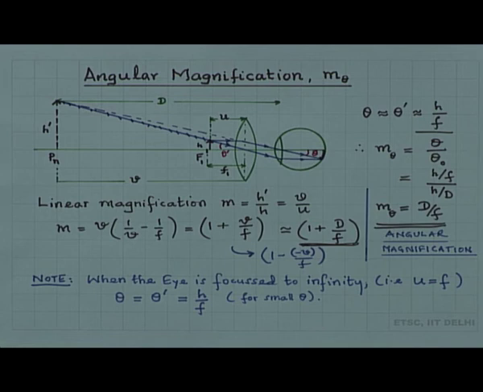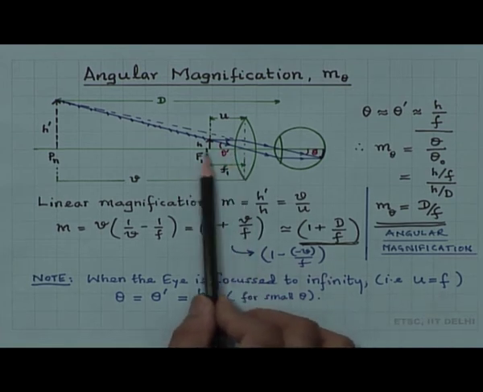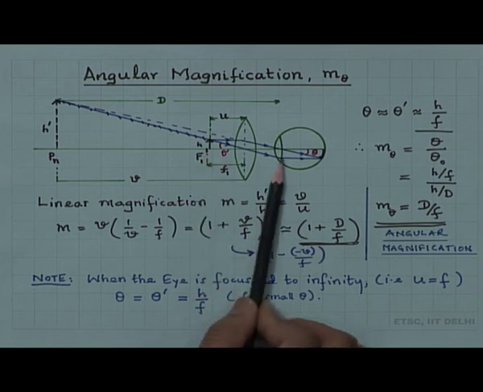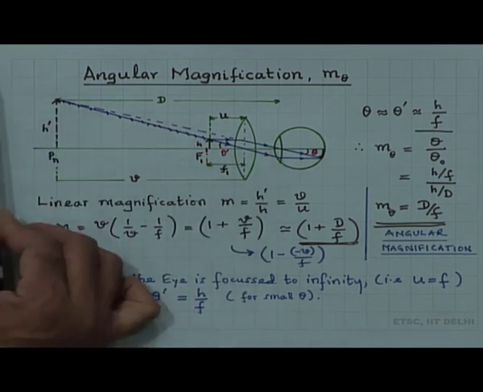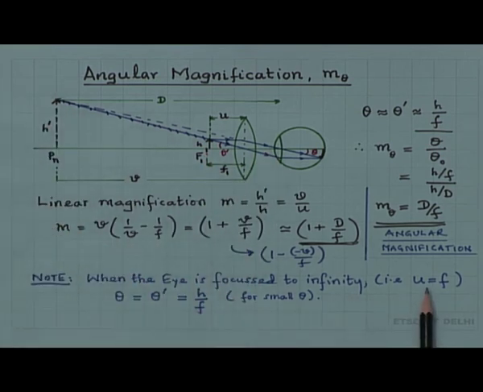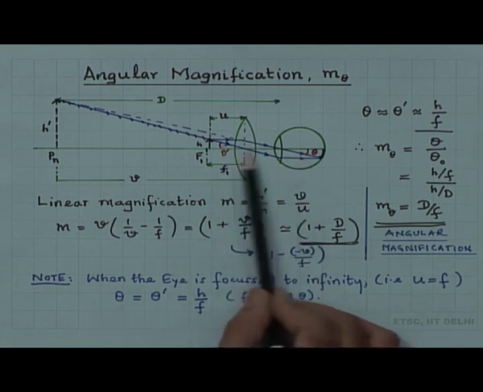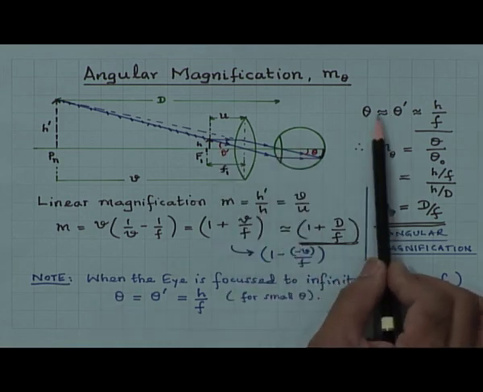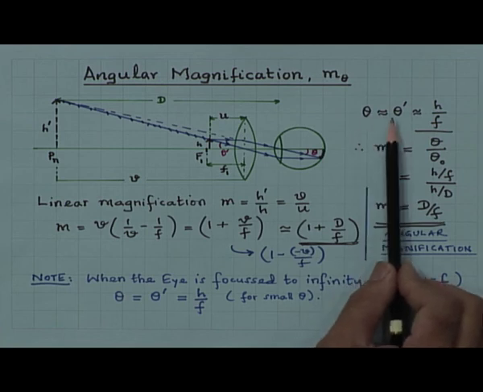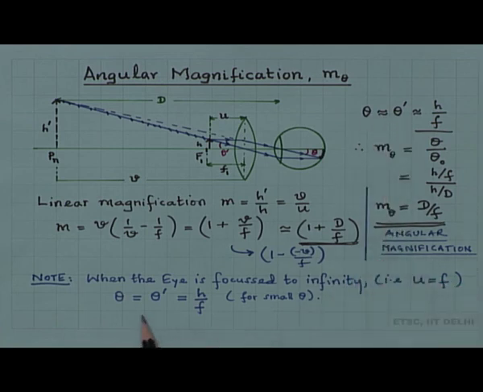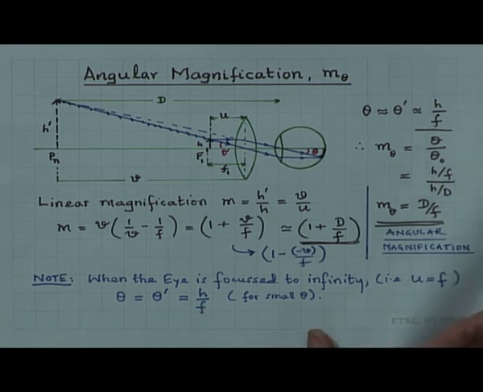When the eye is focused to infinity, that is when the object is exactly placed at the focal length, the two rays run parallel, so that the image is formed at infinity, and theta is exactly equal to theta dash. Right now theta is nearly equal to theta dash, which is a good approximation, but theta is exactly equal to theta dash, equal to h by f, for small values of theta.